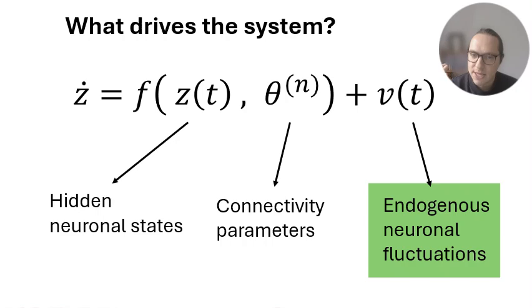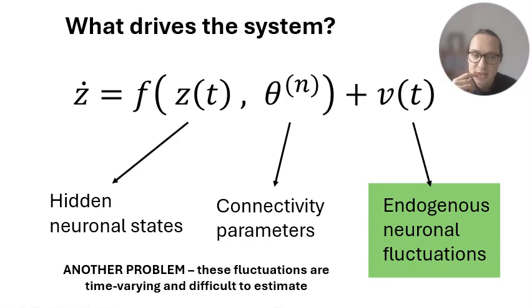But there's a problem here as well, which is that these fluctuations are time varying and we don't know what they are. So whereas with task-based DCM, you could define your inputs driving the system, here these endogenous neuronal fluctuations are another thing that you have to estimate. And estimating them in this form, in their time-varying form, is incredibly computationally complicated and difficult. And this is where spectral DCM comes in.